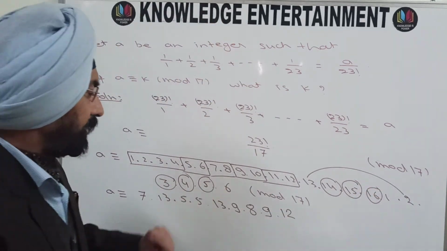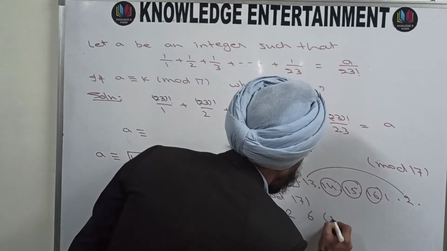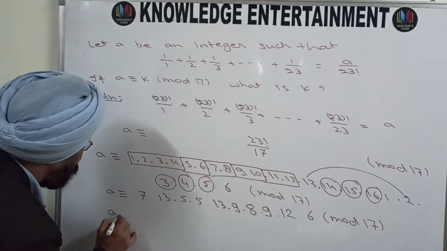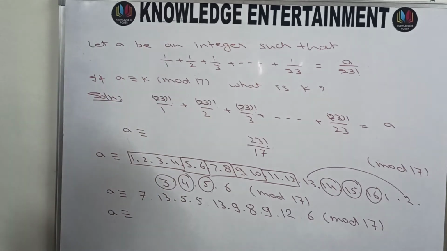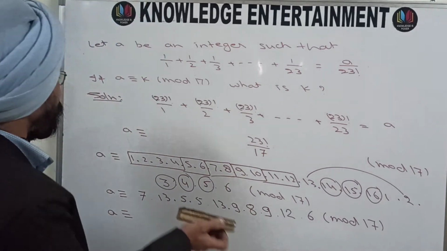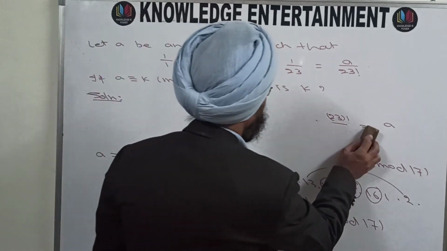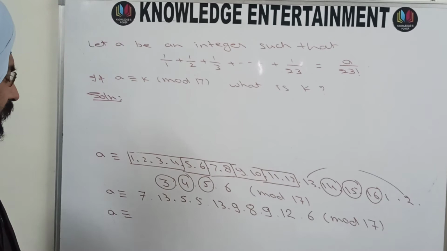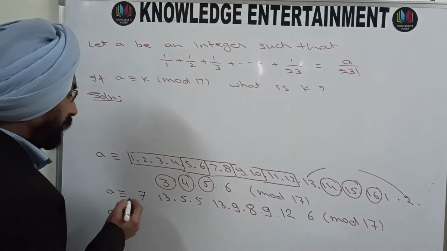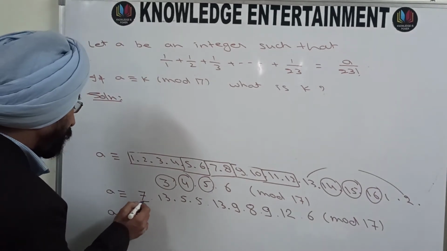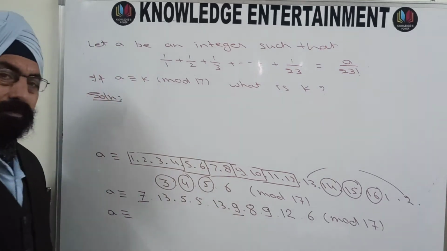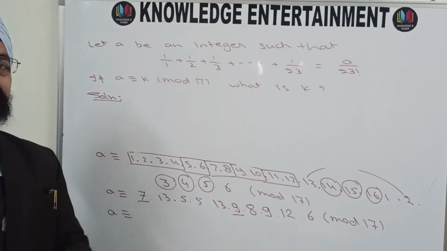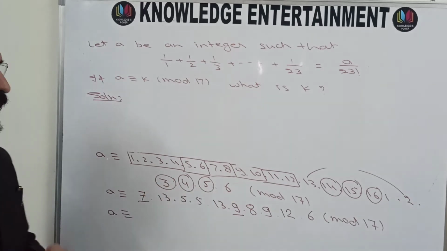What is left is 6 into 6 modulo 17. So I will try to reduce this further. A is congruent to, once again, try to make pairs such that one of the terms is bigger and the other one is smaller, so that the calculation is very convenient. So I am taking this 7 with 9. 7 into 9 is 63. So 63 divided by 17 will give you remainder 12.